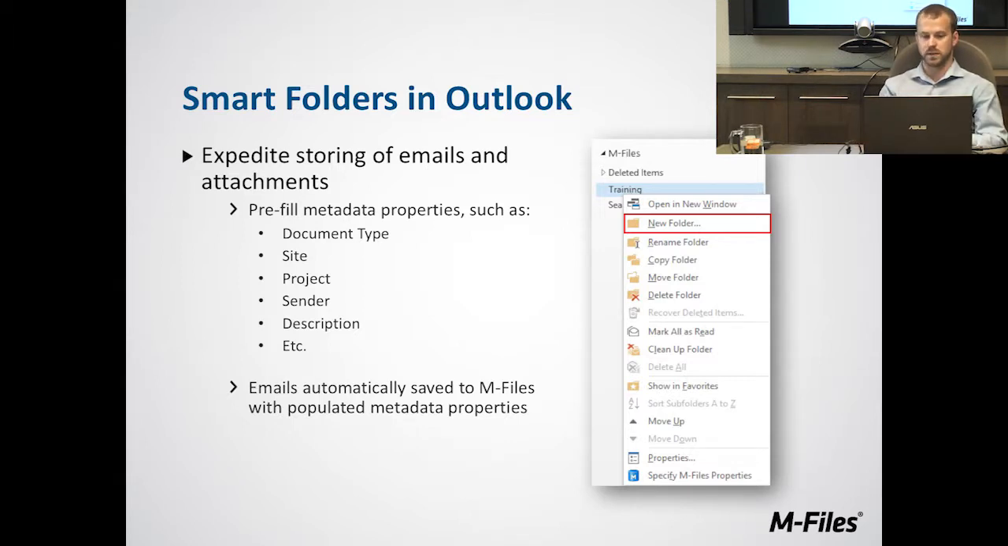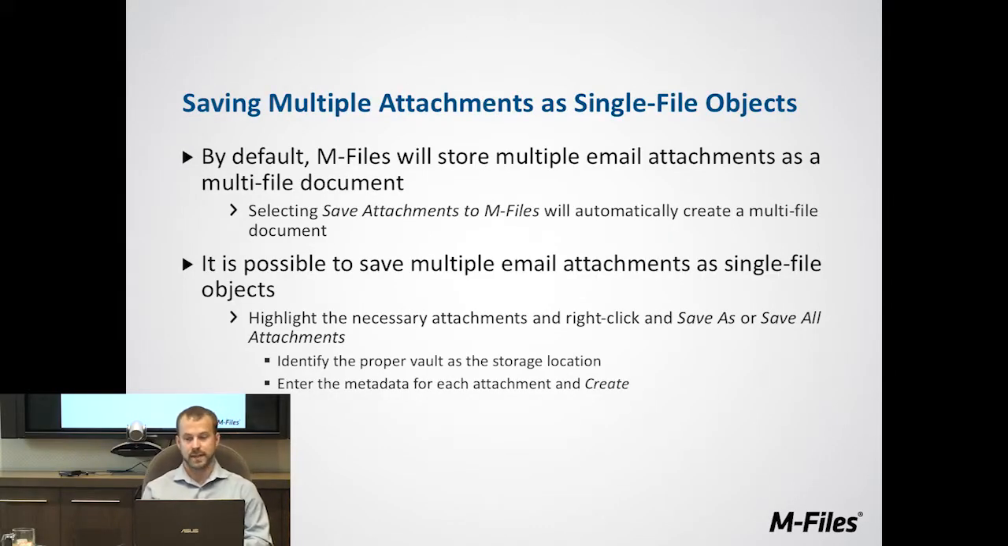You just pre-fill these specific Mfiles properties, and then the moment you add an email to that folder, it automatically gets saved to Mfiles. You can save multiple attachments at the same time with Mfiles, the same way we did before. The only problem with Mfiles is that when you're saving an email message, there are 3 ways that you can save attachments. Okay? If you use the Save Attachments to Mfiles option, by default, this will save all the attachments in Mfiles as a multi-file document.